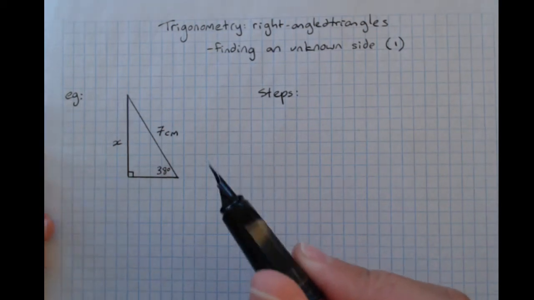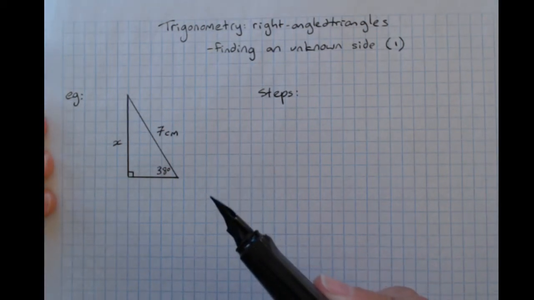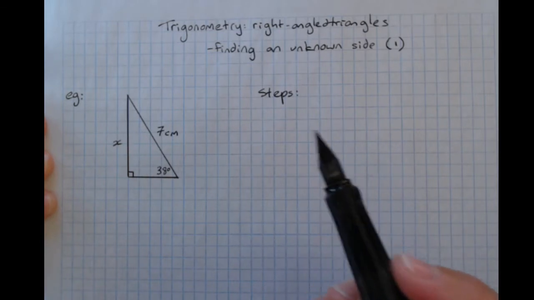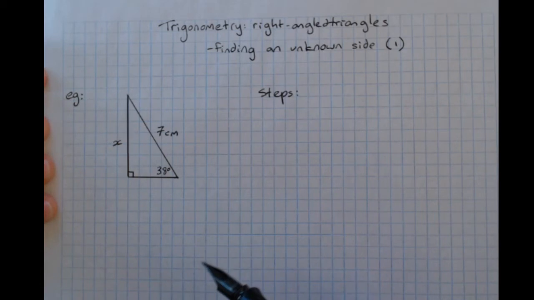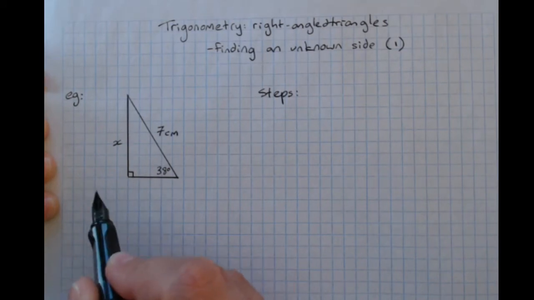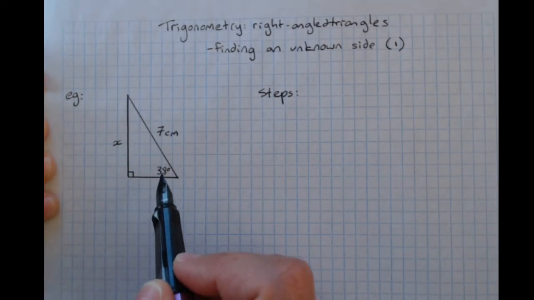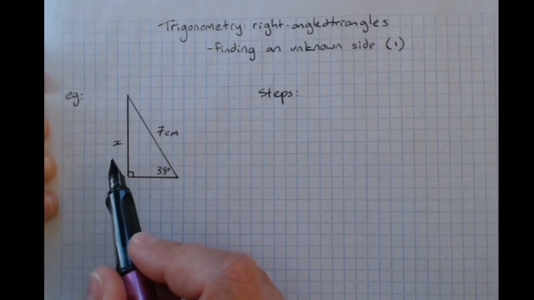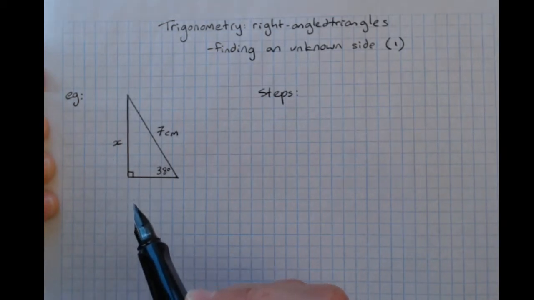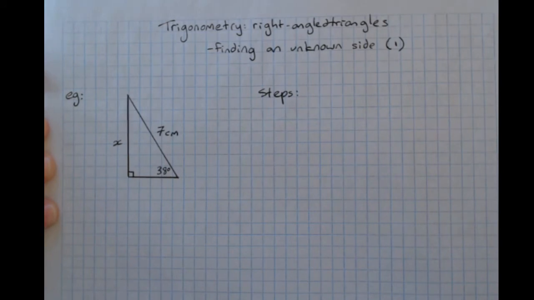Trigonometry with right-angled triangles, finding an unknown side, lesson 1. There's two main skills in right-angled trigonometry: finding an unknown side and finding an unknown angle in a right-angled triangle. So here we've got a right-angled triangle. We know one of its other angles and one of its other sides, and we've been asked to find this side. So the steps are always pretty similar.